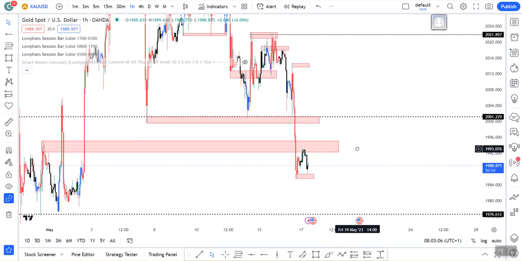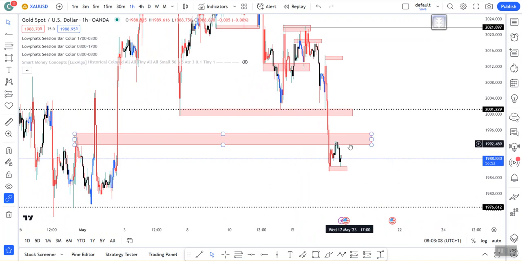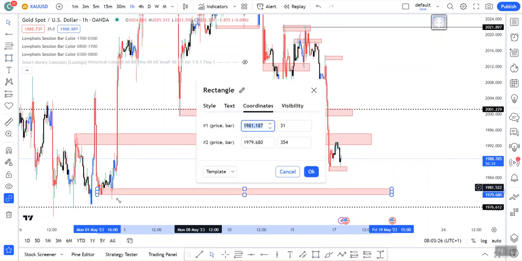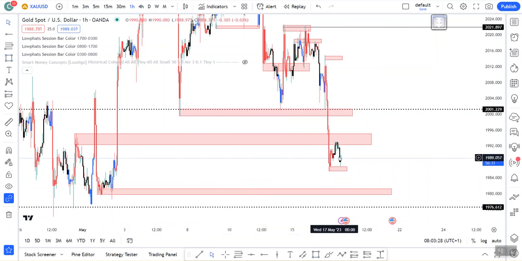Then where would my target be? My first target will be here, this zone. But the main target I will be looking at is this zone, the low of this previous US. I'll be looking at this zone. That is the zone I'm most likely looking at. I'll be looking at taking the trade off here and then looking at this zone to take my profit.